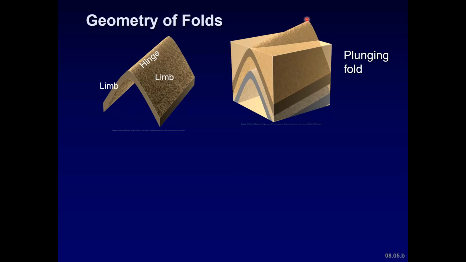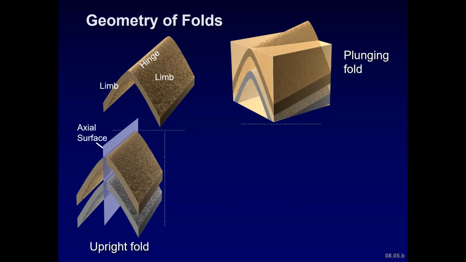This is a plunging fold, and that occurs if the hinge is inclined from horizontal. It's kind of inclined that way. This is an upright fold. This plane that we draw through is the axial surface of the fold. This is the fold axis. I can draw it out this way.